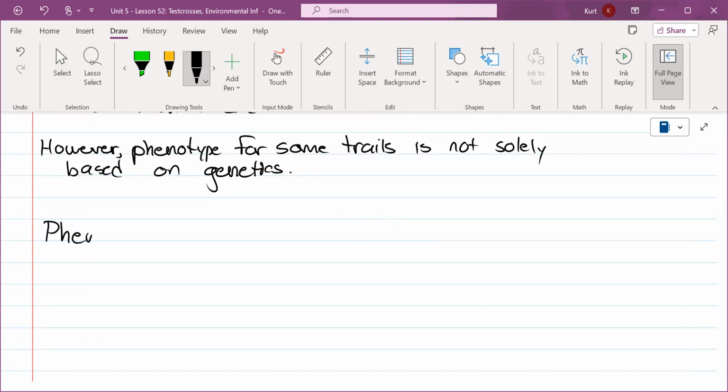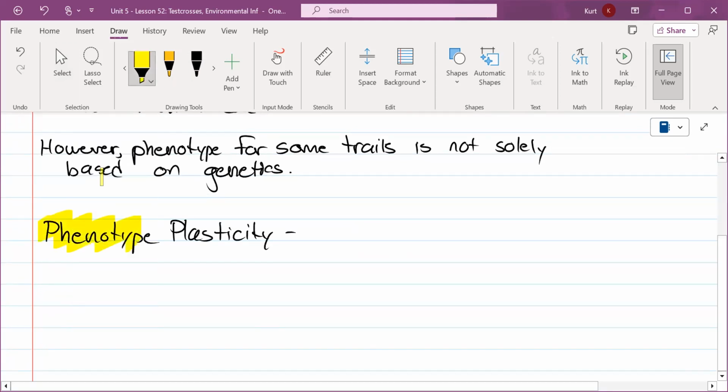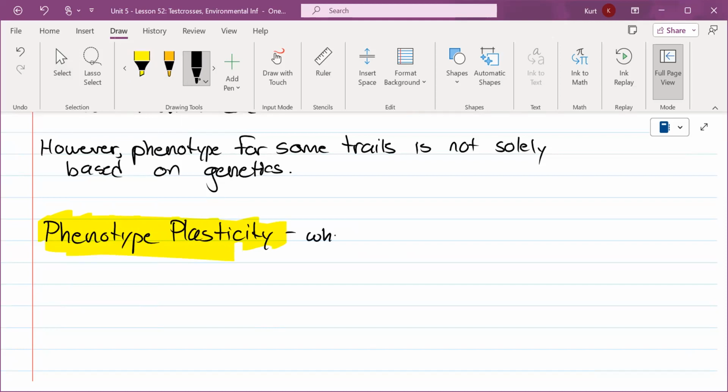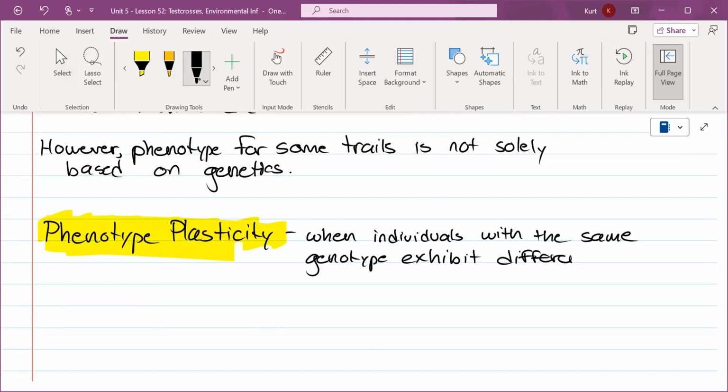So this is known as phenotype plasticity. This is when individuals with the same genotype exhibit different phenotypes in different environments.